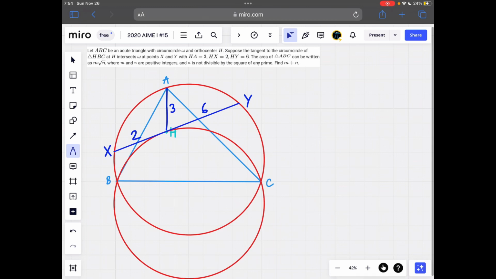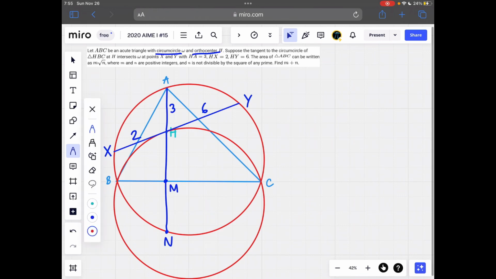So before we do anything else, if we see the words orthocenter and circumcircle, we need to reflect that orthocenter over BC. Then we get a point on the circumcircle of triangle ABC, which is omega. So the reflection of H over BC, let's call it point N. This is point N, and it lies on omega. And let's call point M the midpoint of HN, which lies on BC.